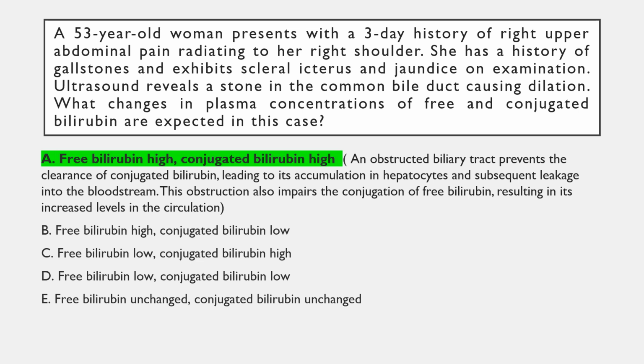The correct answer is A. Free bilirubin high and conjugated bilirubin high. An obstructed biliary tract prevents the clearance of conjugated bilirubin, leading to its accumulation in hepatocytes and subsequent leakage into the bloodstream. This obstruction also impairs the conjugation of free bilirubin, resulting in its increased levels in the circulation.